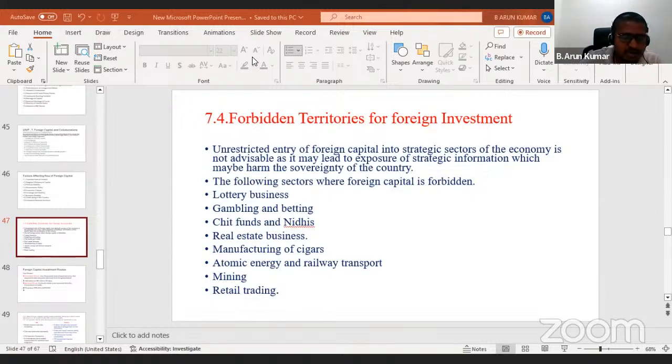Forbidden territories for foreign investments. Unrestricted entry of foreign capital into the strategic sectors of the economy is not advisable, as it may lead to exposure of foreign strategic information, which may harm the sovereignty of the country.